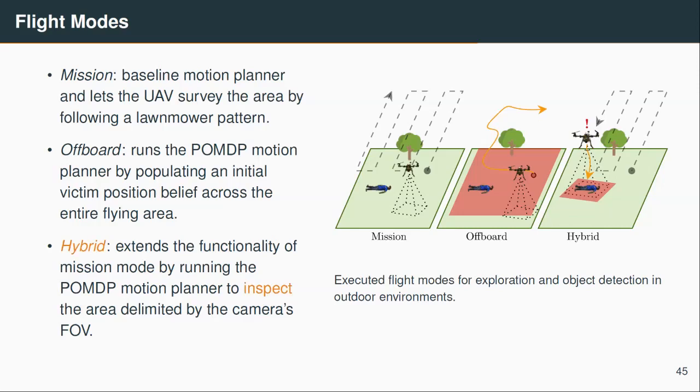In this case, I developed a new flight mode that is called hybrid. The goal of this is to extend the functionality of mission mode by running the PumpDP only after a first positive detection is triggered. And once that happens, the UAV should have the capability of inspecting the area just to confirm or discard that there is a victim in that location.